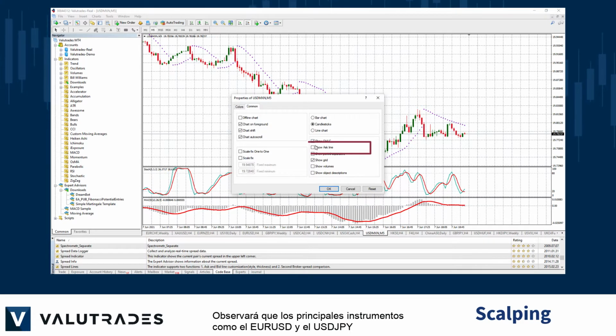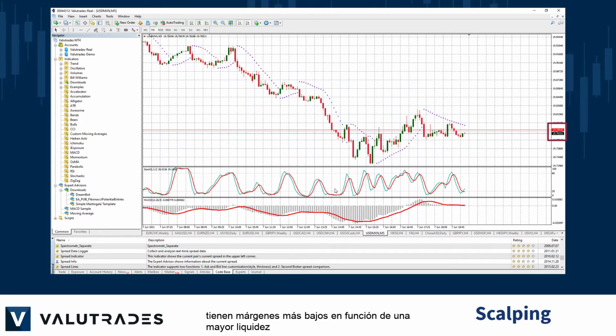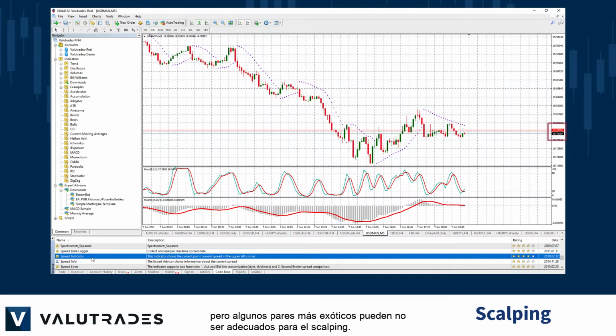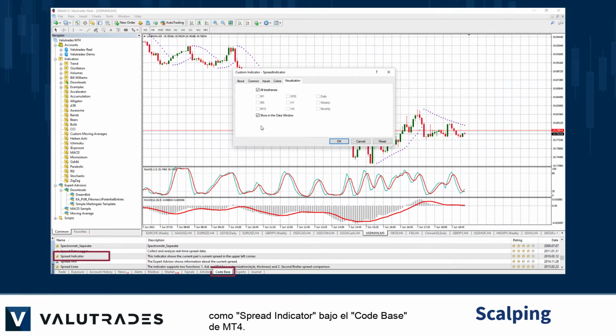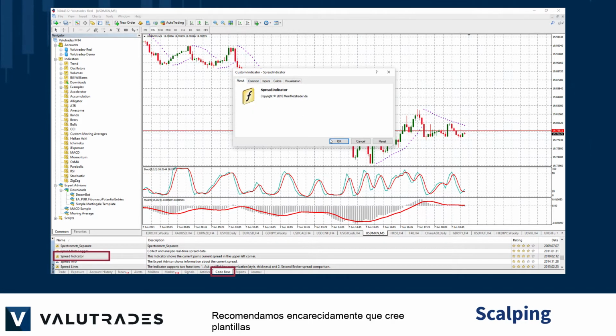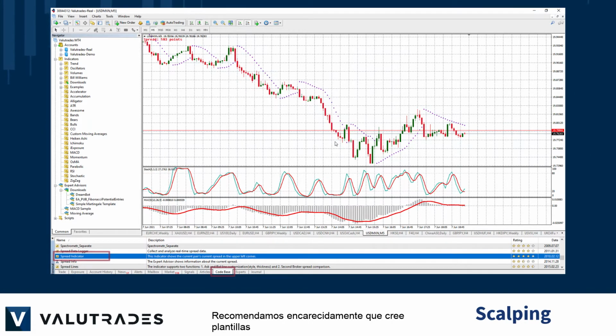You will note that major instruments like Euro-Dollar and Dollar-Yen have lower spreads based on higher liquidity, but some more exotic pairs may not and may not be suitable for scalping. You may also monitor your spreads with a custom indicator like Spread Indicator under the MT4 codebase. We would highly recommend that you make separate templates and profiles for your scalping strategies.